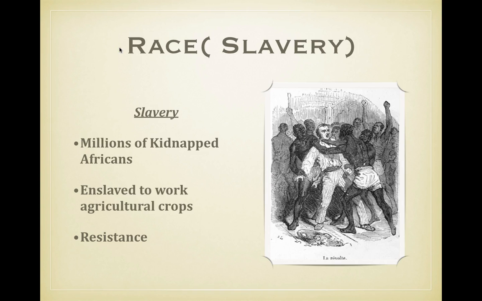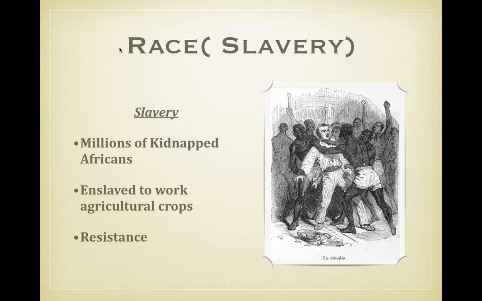We start our race unit by looking at slavery in America, which began during the 17th and 18th century when millions of African slaves were kidnapped from their homes in Africa and brought across the Atlantic to work the agricultural crops such as tobacco and cotton. Slaves resisted their captivity and forced enslavement by rebelling against slave owners and traders, which resulted in harsh punishments.